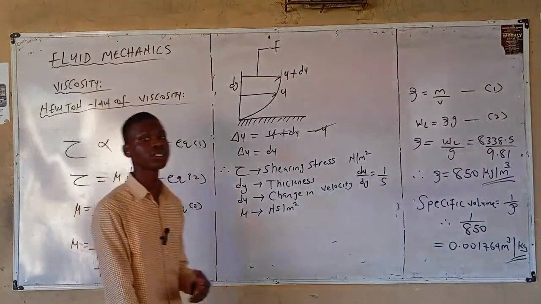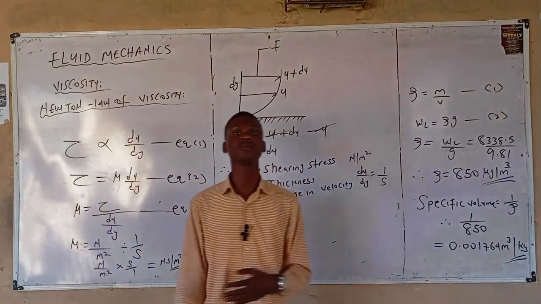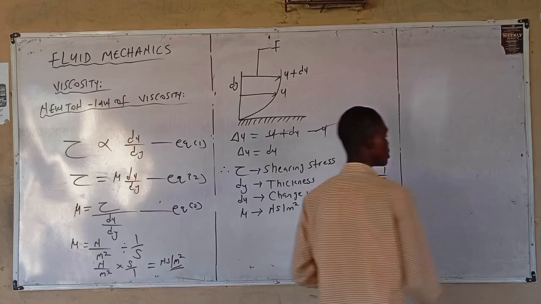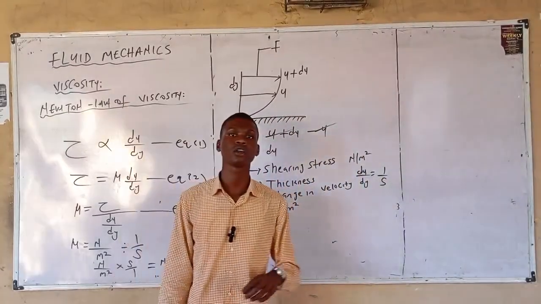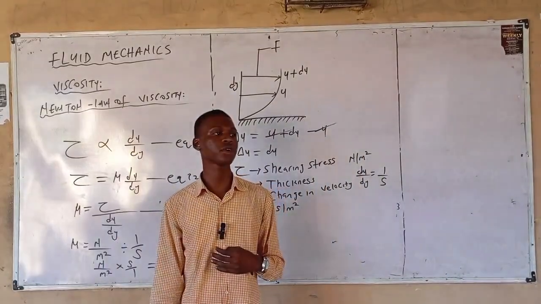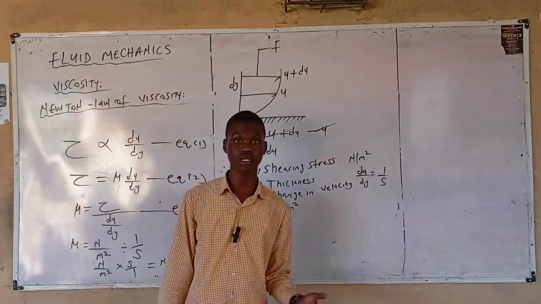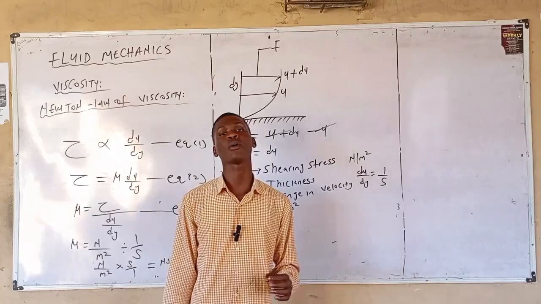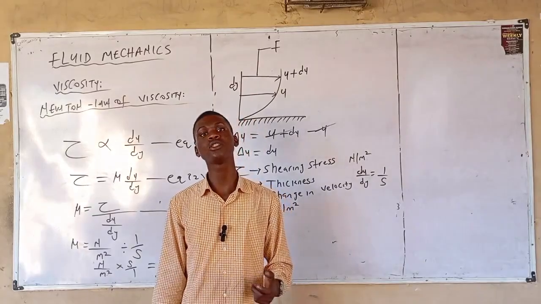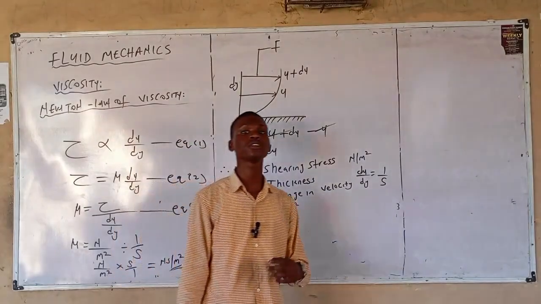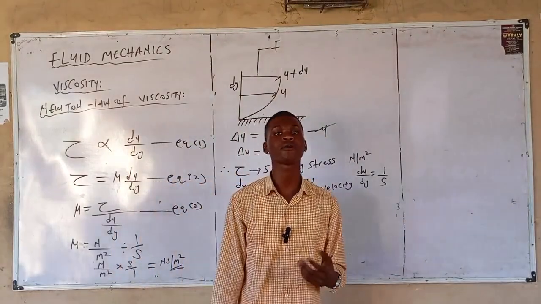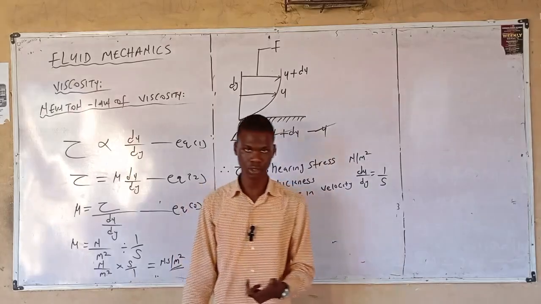Then you also need to know that your dynamic viscosity is measured in poise, meaning in questions when you see your unit to be poise, then you are referring to dynamic viscosity. We have poise and we have Stokes. When you see your unit in poise, you are referring to dynamic viscosity. When you see your unit in Stokes, we are referring to kinematic viscosity.